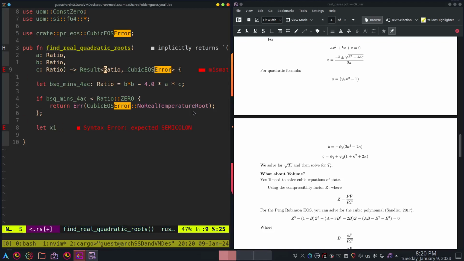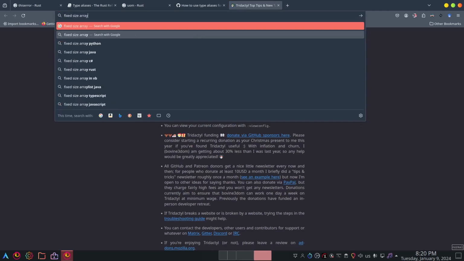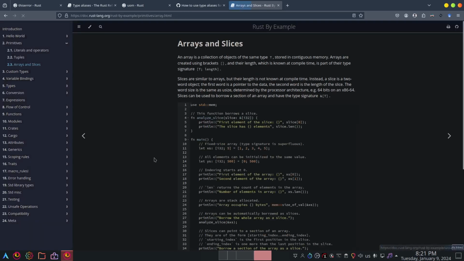Okay, and I need to return two ratios. So this right here is a fixed size array, a ratio of 2. Let me show you a fixed size array in Rust. Okay, so a fixed size array will look something like this.